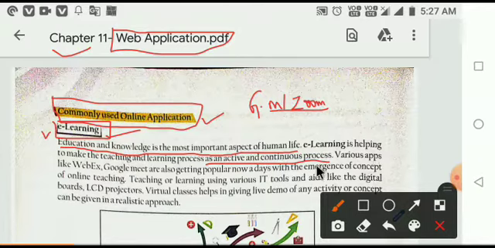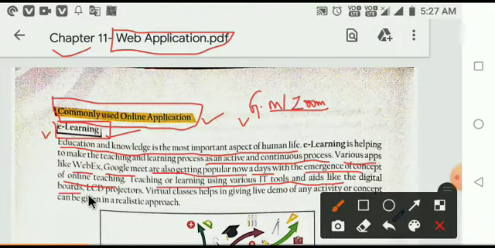Now, as you know, various apps like WebEx and Google Meet, as I told previously, are also getting popular nowadays with the emergence of the concept of online teaching or learning using various IT tools and aids like the digital board, LCD projectors, and virtual classes, which help in giving a live demo of any activity or concept in a realistic approach.